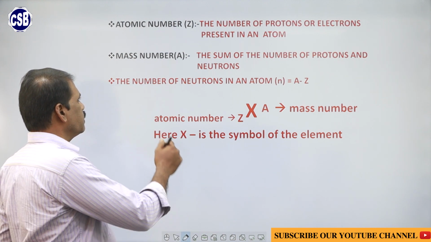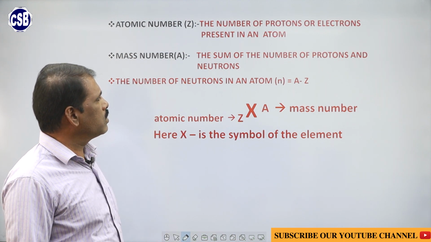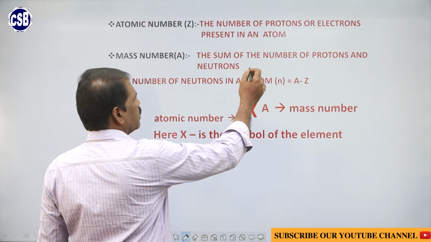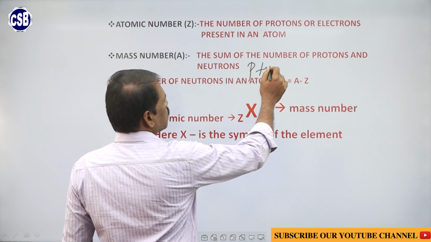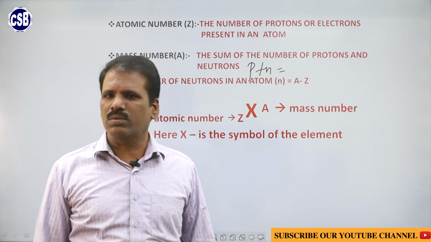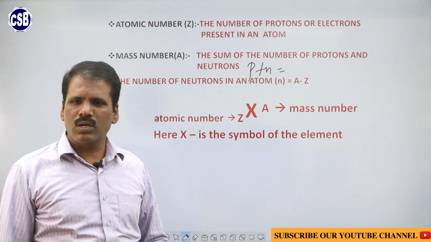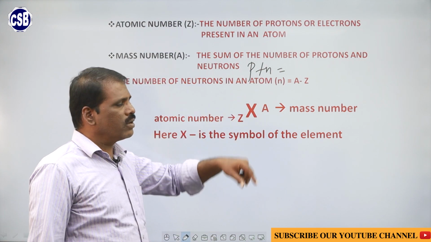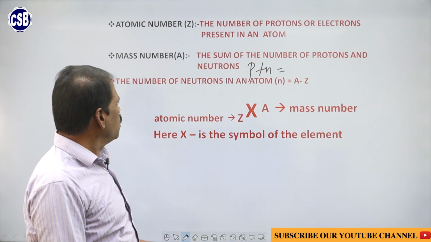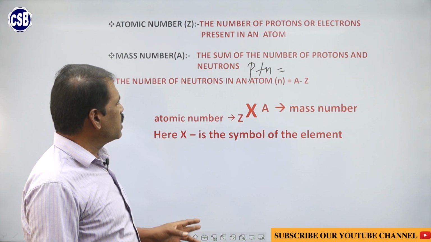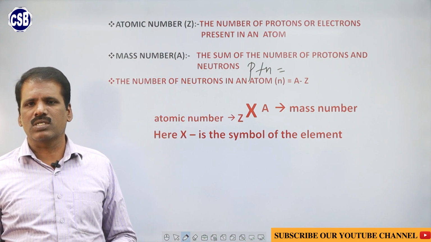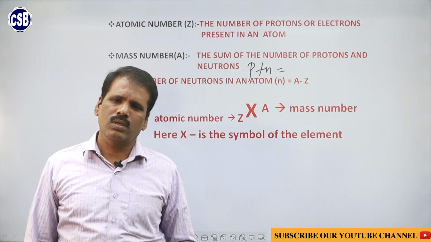The symbol is A. So here the sum of protons and neutrons, the protons and neutrons combined, is commonly known as mass number. The number of protons and the number of neutrons are commonly known as nucleons. So they are present in nucleus. The number of neutrons in an atom will be calculated: N is equal to A minus Z. A is the mass number and Z is atomic number.